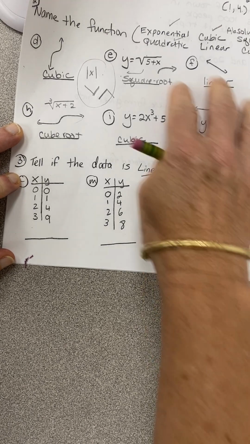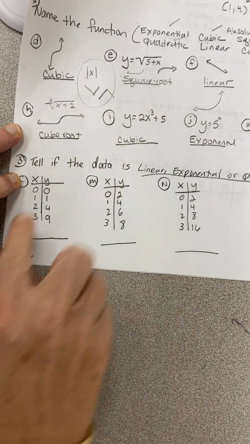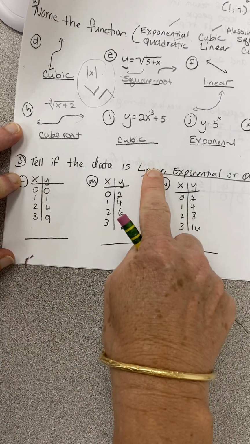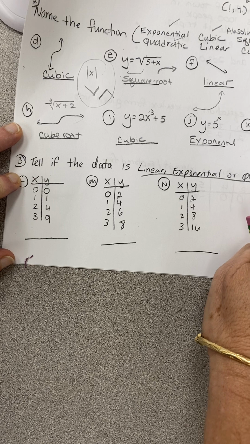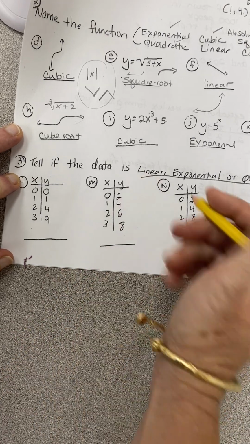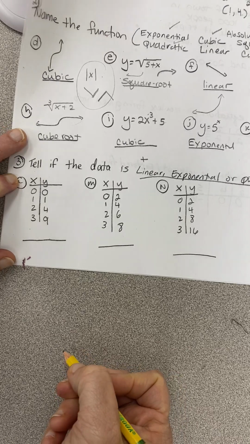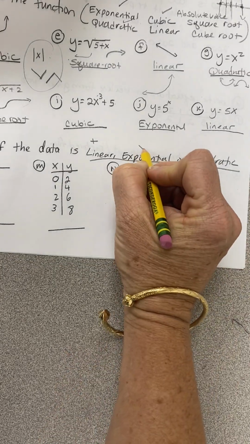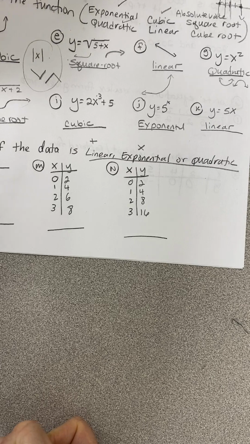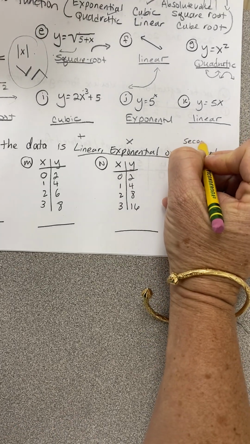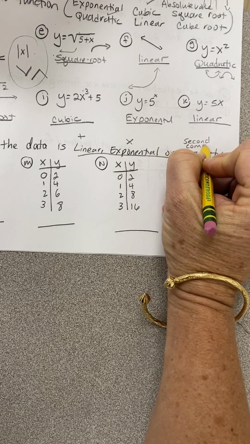Now I know we've talked about those pictures up here and those equations, but when it comes to tables, for right now, it's either going to be linear, exponential, or quadratic. For linear, I'm looking for adding or subtracting the same number every time. For exponential, I'm looking for multiplying the same number every time. And for quadratic, it's the second common difference.